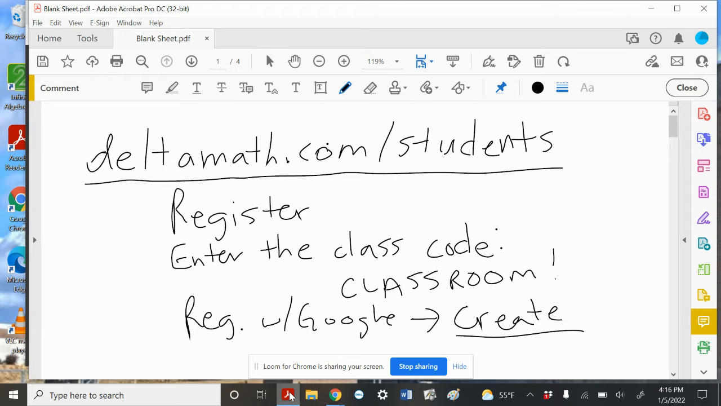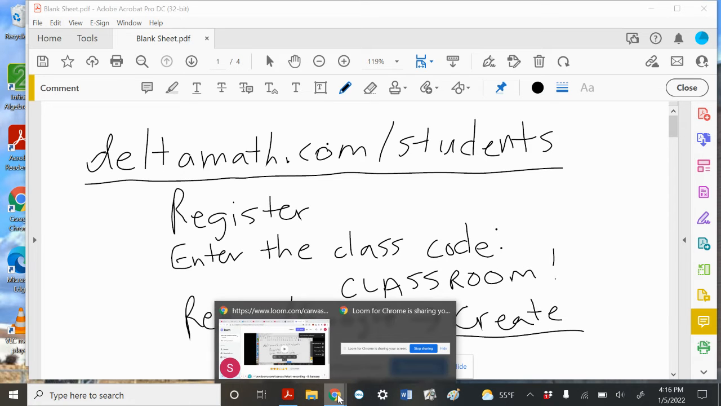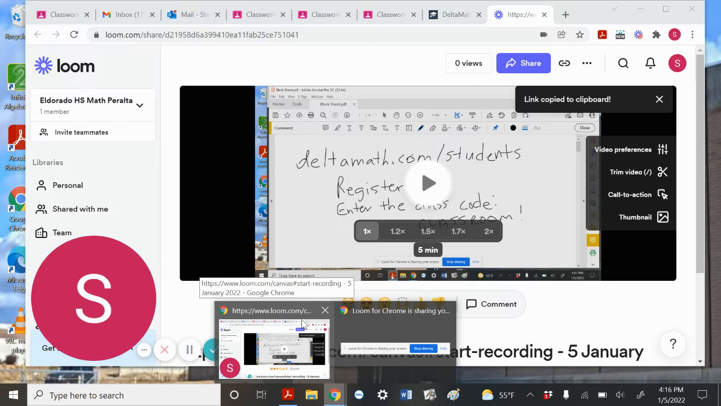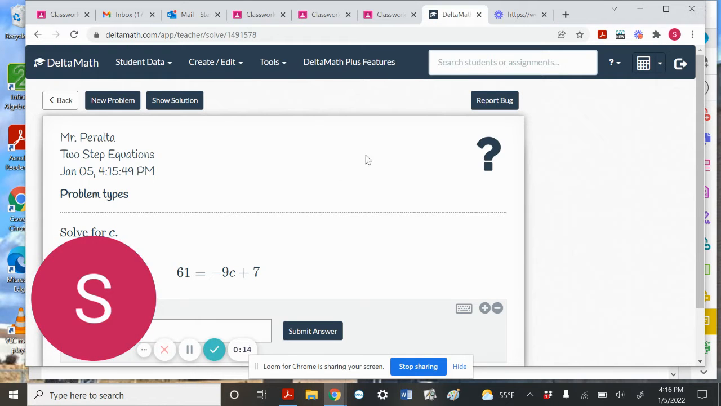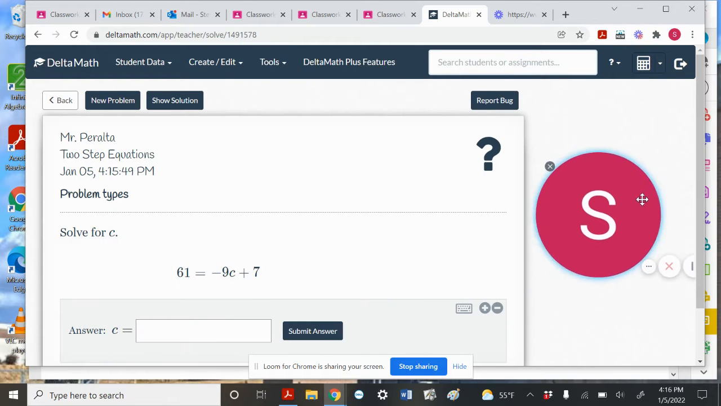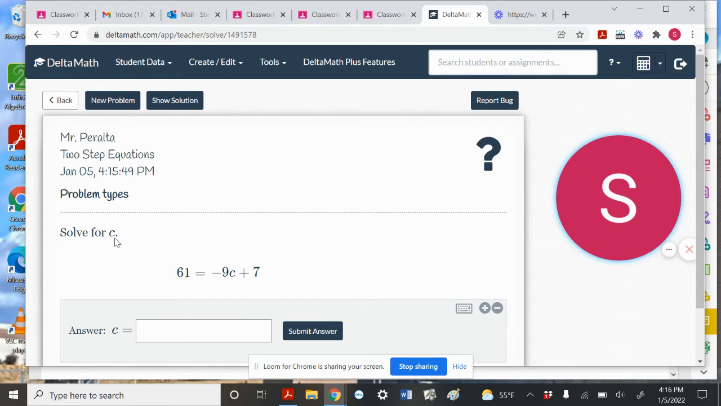As I mentioned, once we went through all this stuff, I just wanted to quickly show you what the assignment looks like. So if I go back over here and we take a look at it, we go back over to Delta Math. Here is what the assignment looks like. Sorry about that big S there. We want to get that out of the way. Here's what your assignment is going to look like.